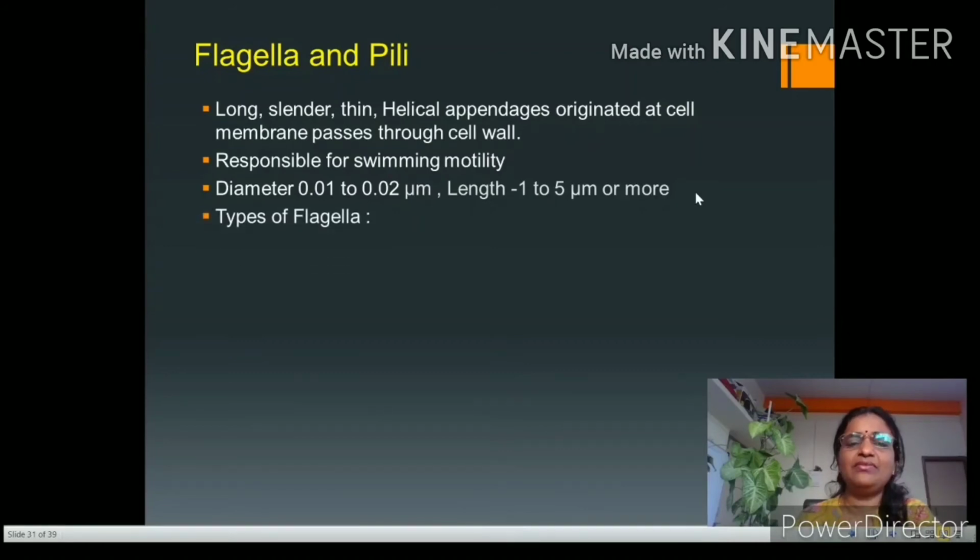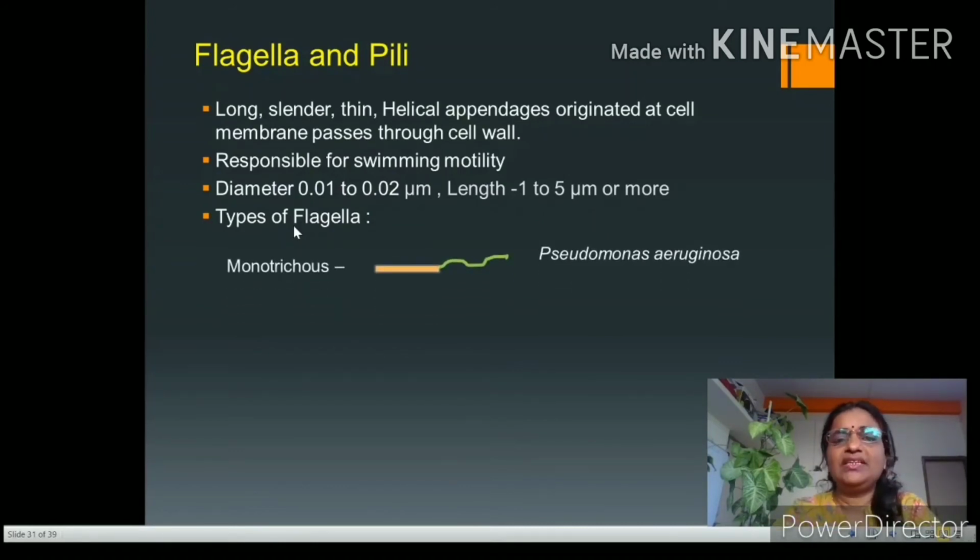Now these flagella have different types. Singularly this is called a flagellum, and when plural it is called flagella. Flagella are divided into different types depending upon their number and arrangement on the cell surface. Let us see the types of flagella. First is monotrichous flagella. Mono means single, trichous means flagella. When a single flagellum is present at one pole or one end of the bacterial cell, it is called monotrichous, and the best example is Pseudomonas aeruginosa. Another example is Vibrio cholerae.